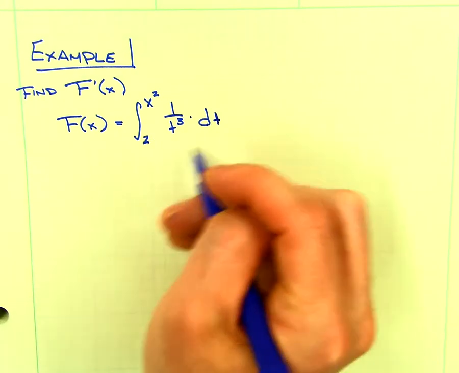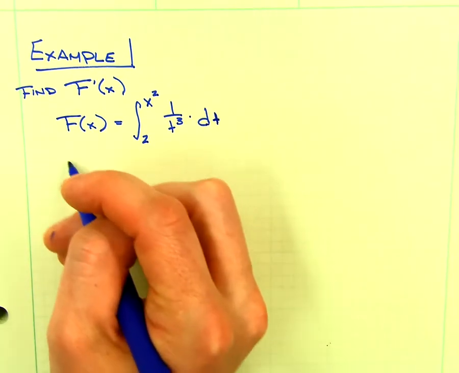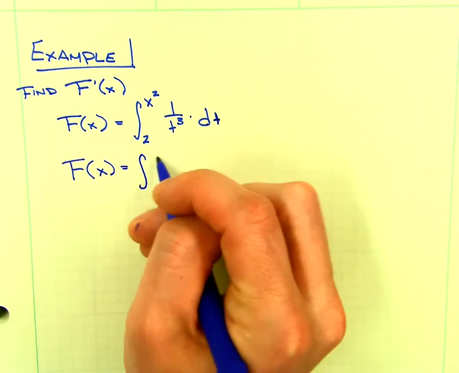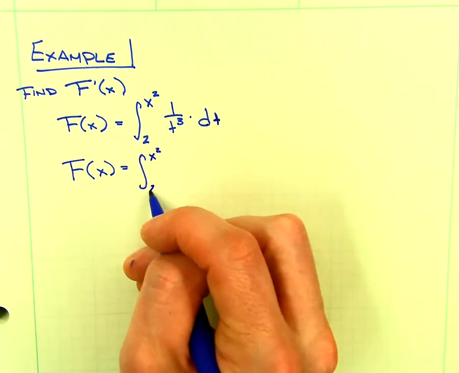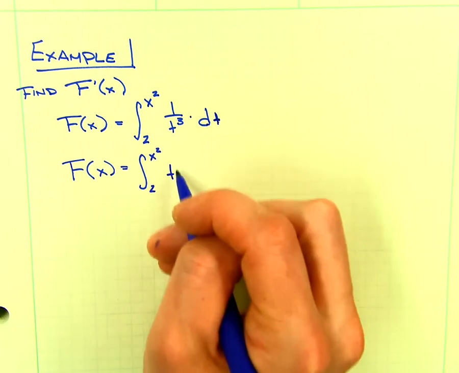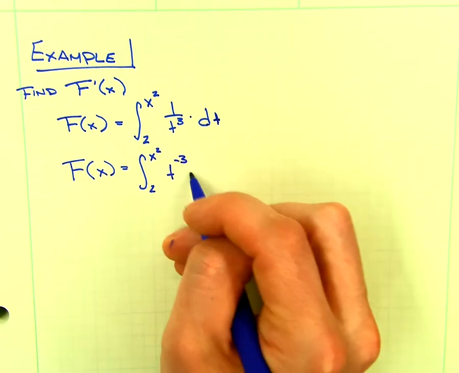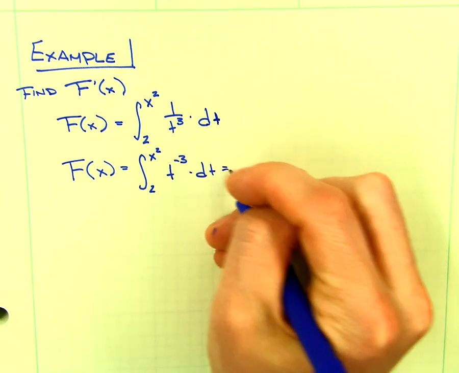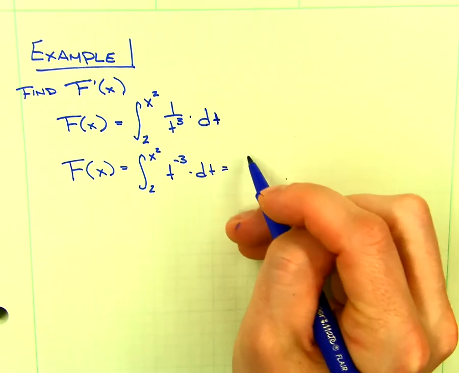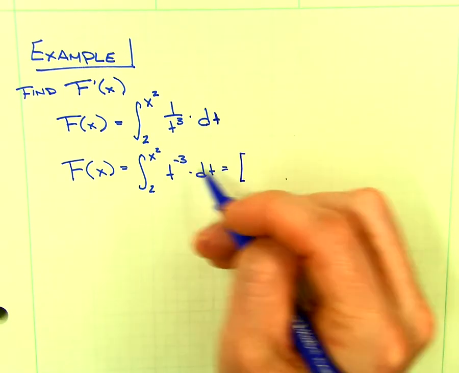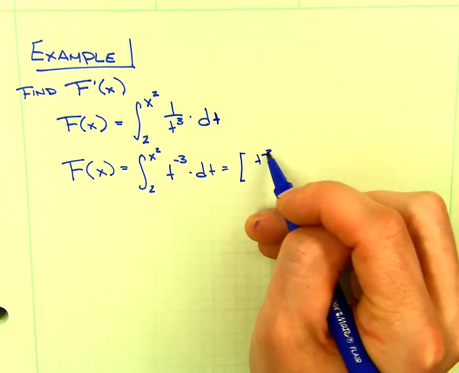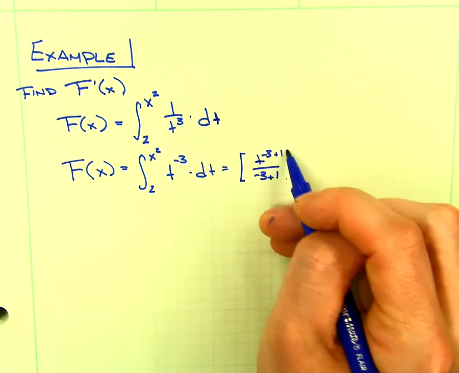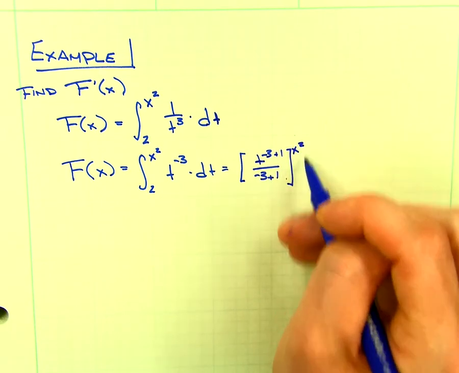So the first thing we need to do is focus on this antiderivative. So I'm going to rewrite the problem. Capital F of x is going to be equal to the integral from 2 to x squared, instead of 1 over t cubed, I'm going to say t to the minus 3 dt. So just bringing that t up, nothing to it. Now I can successfully do the antiderivative without too much effort. So it's going to be t to the minus 3 plus 1 divided by minus 3 plus 1, from 2 to x squared.